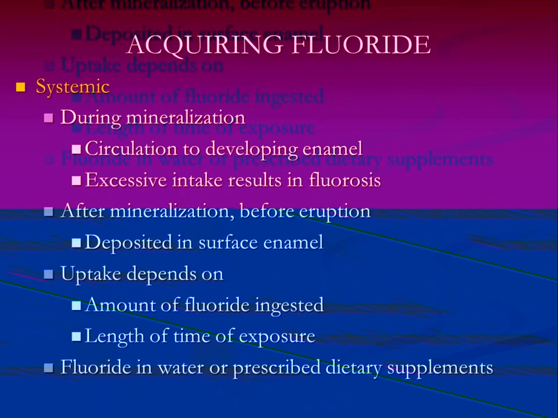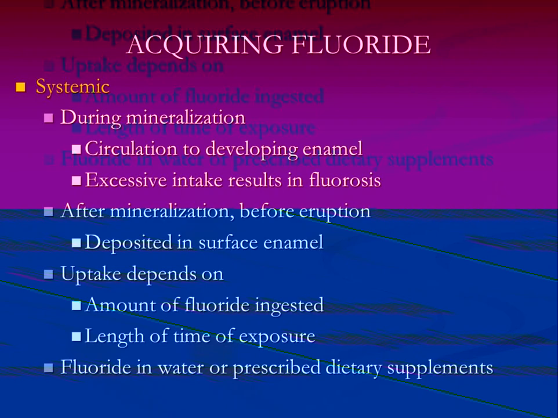Then we also talked about acquiring fluoride, so we can acquire it both systemically and topically. And if you think back to that diagram that I had during the fluoride lectures in theory, systemic acquisition of fluoride can be further broken down into two subsections, I guess. So we have during mineralization, and that's when the fluoride that is circulating within the blood plasma gets embedded within that developing enamel. And this is the only time that we can have fluorosis that occurs.